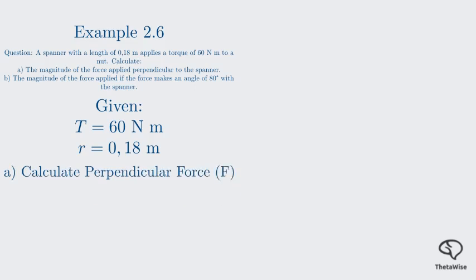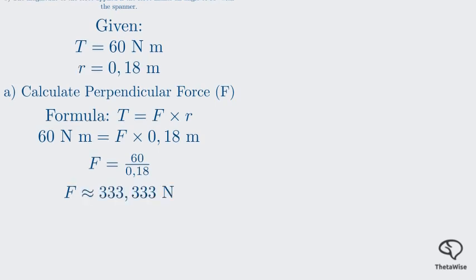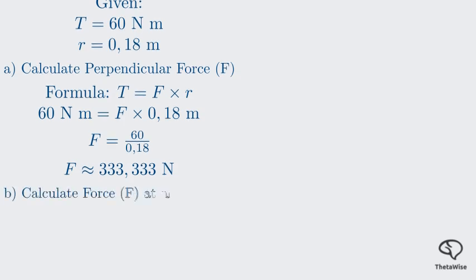For part A, we need the force applied perpendicular to the spanner. We'll use our basic torque formula, T equals F times r. Let's plug in the numbers. 60 equals F times 0.18. To solve for F, we divide 60 by 0.18. The result is a force of approximately 333.333 newtons. This is the force we would need to apply at a perfect right angle to get a torque of 60 newton meters.